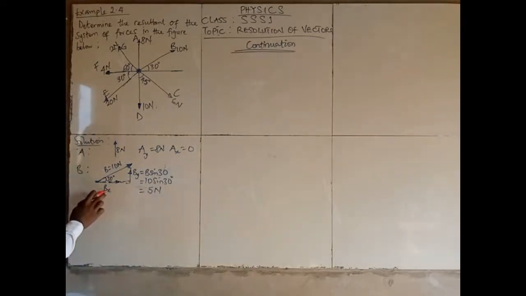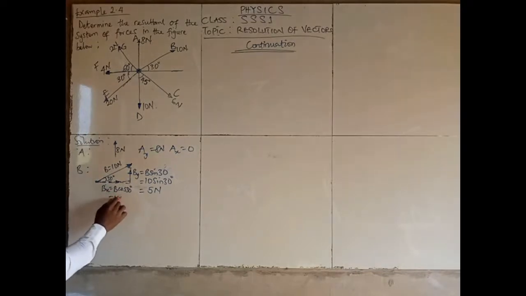Also, we can get our BX. BX is going to be the adjacent, which is B cos 30. So BX is 10 cos 30. Cos 30 is 0.8660, that is root 3 over 2. The 2 cancels, and that gives 1.732 times 10, which gives us 8.66 Newton, and that is our BX. That is for vector B.